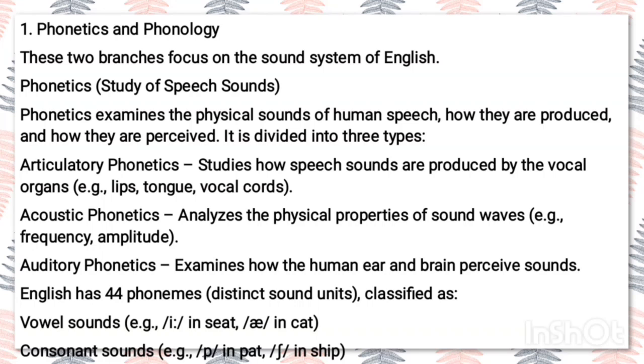Next one is the phonetic symbols. English has 44 phonemes, which are the smallest units of sound that can change the meanings of words. This includes vowel sounds like E as in seat and consonant sounds like sh as in ship.